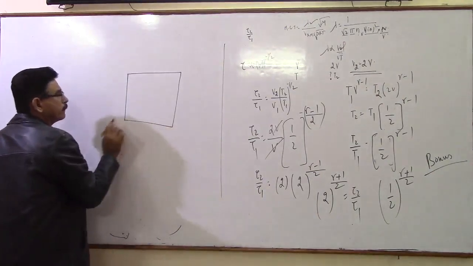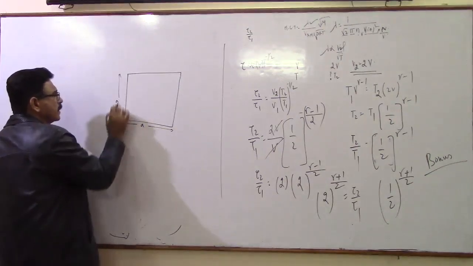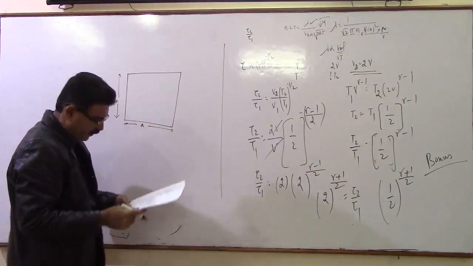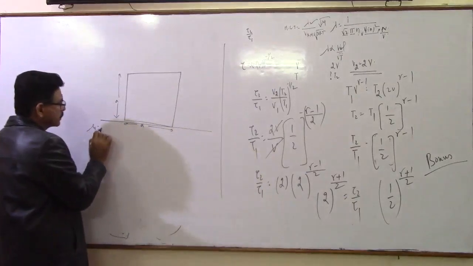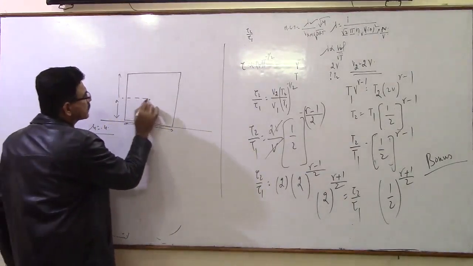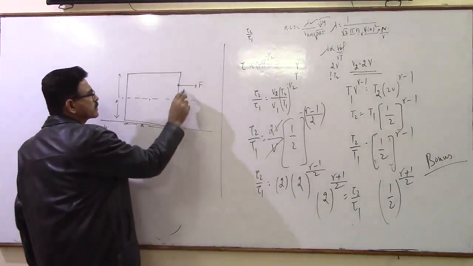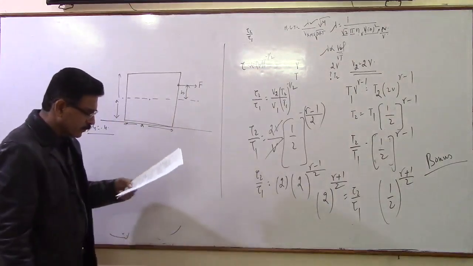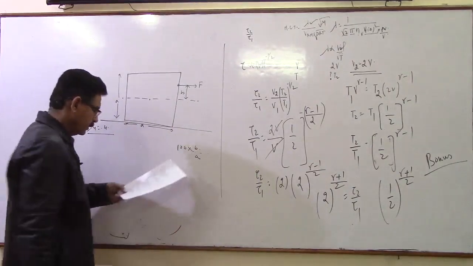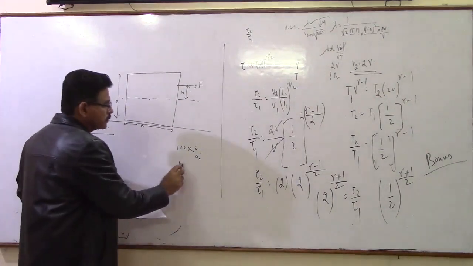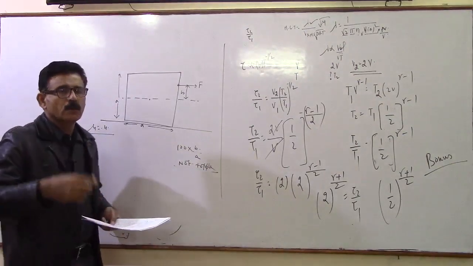This is a cube. I'm not drawing the third dimension. This side is A, this side is A. And they are asking, in this cube, you're applying a force F. The mu on the surface is given to you as 0.4. A force F is applied at a distance B from the center of mass. And they want you to calculate 100 into B by A for the condition that it does not topple. That means it does not topple, but it slides before toppling.